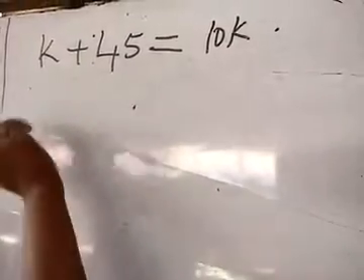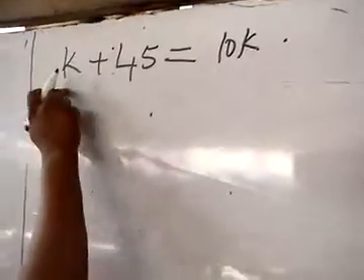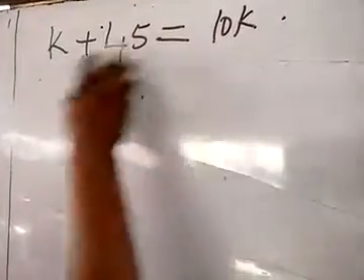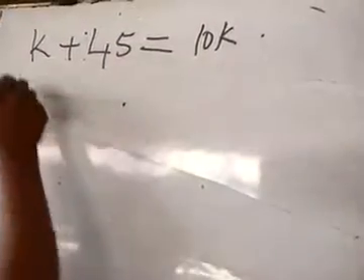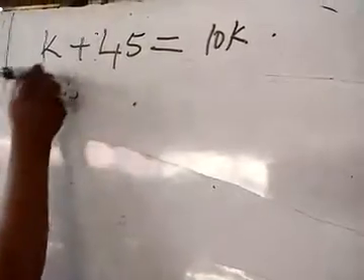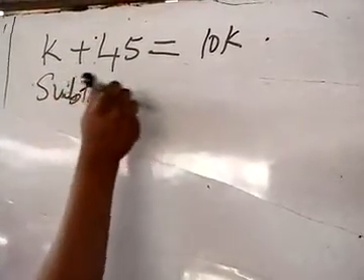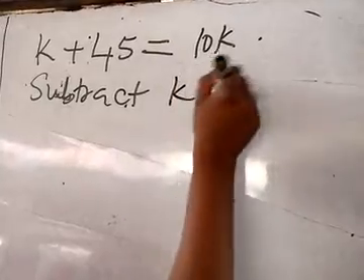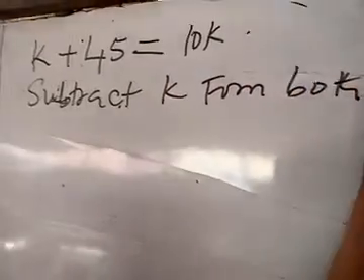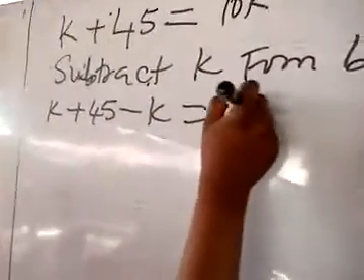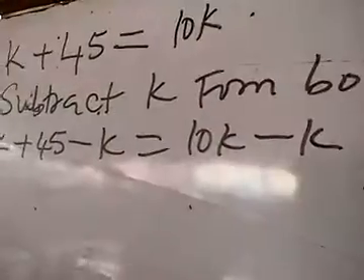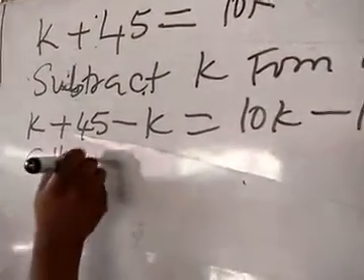Now we want to take this k to the other side. To do it, we have to eliminate this k from here. To eliminate this k, we do what? We subtract k from both sides. You have k plus 45 minus k is equals to what? 10k minus k. Now collect like terms.